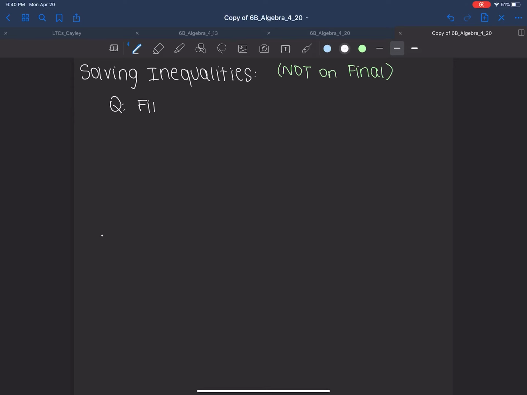find x, or which x, find x that, or which values of x satisfy an inequality and not an equation. Equations we know how to solve, but inequalities we haven't talked about.